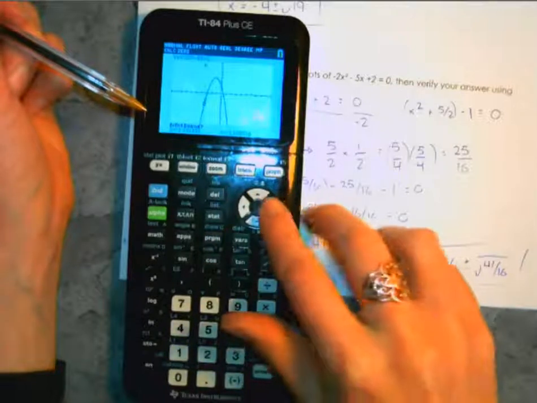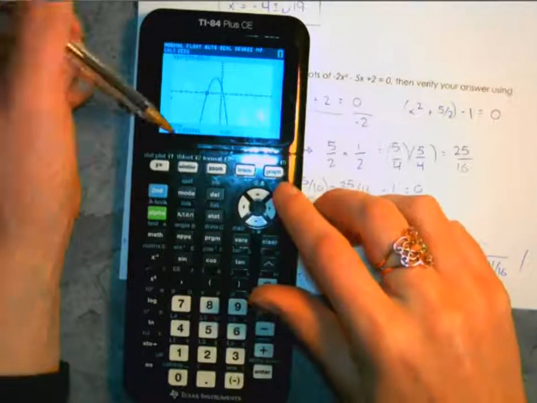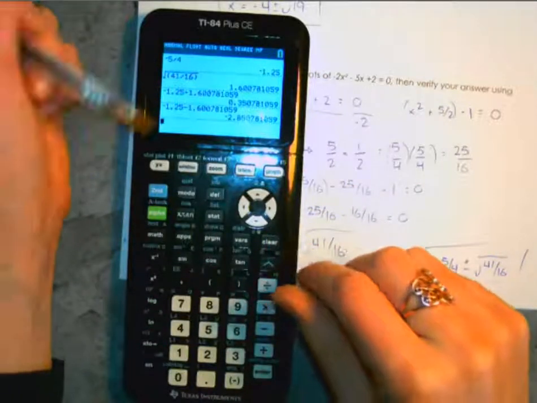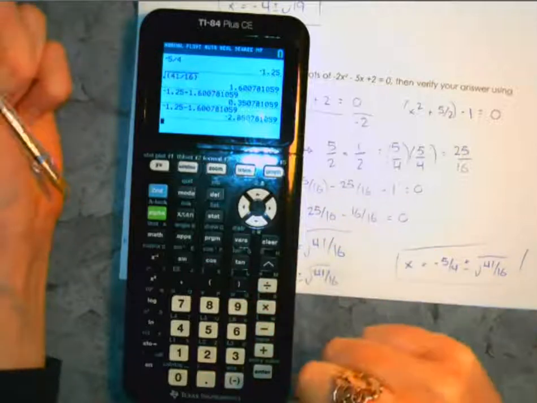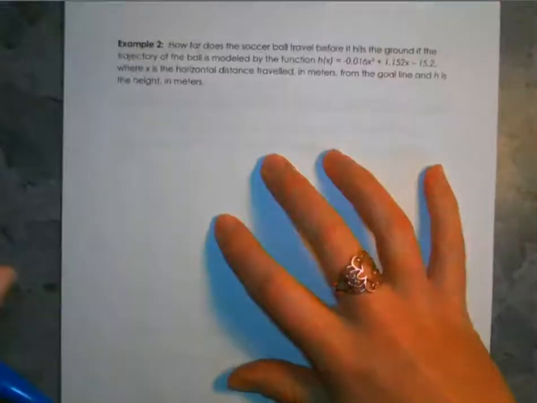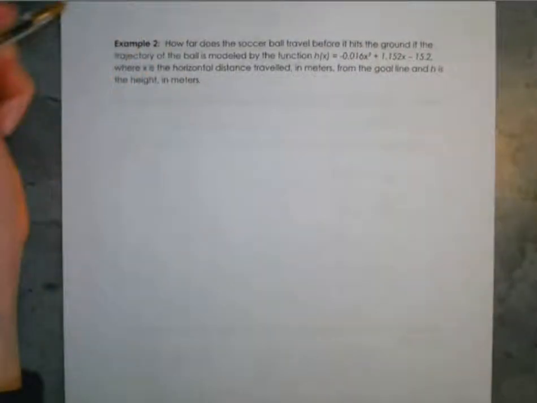Left bound, right bound, guess, negative 2.85. And that's the other value we had. So we've used technology to confirm our answers, and that's something you can rely on for pretty much any question that you do in this. That's a really handy tool to have for a test to make sure that you're on the right track with your answers. Okay, let's do one more example.